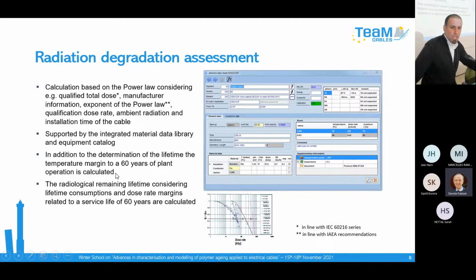So the same for radiation. Because of the time, I won't go into detail. It's the same, but the formula is different, as you can imagine as experts. It's a power law. We are considering dose rate effects.